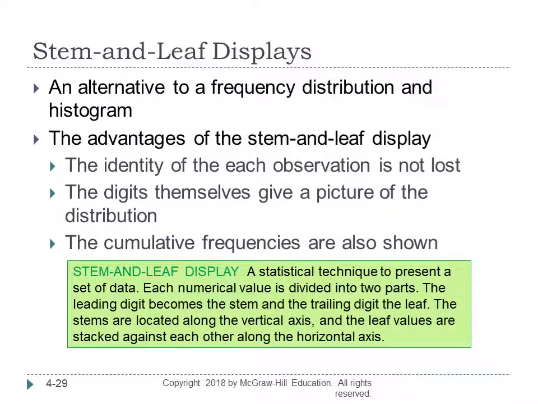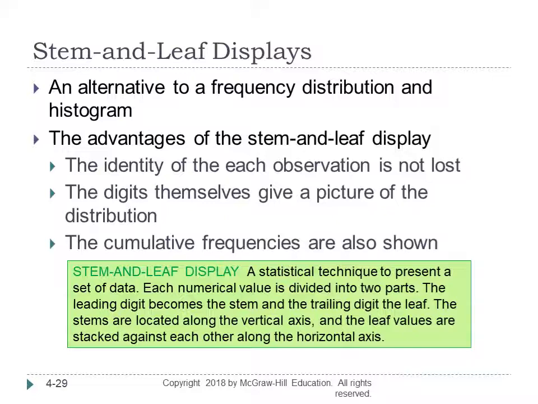Many of the numbers will have the same leading digits, so they will share the same stem. You can list the stems in a vertical axis, and then for each stem you can list all the leaves in the horizontal axis. You can list them stacked against each other along the horizontal axis.